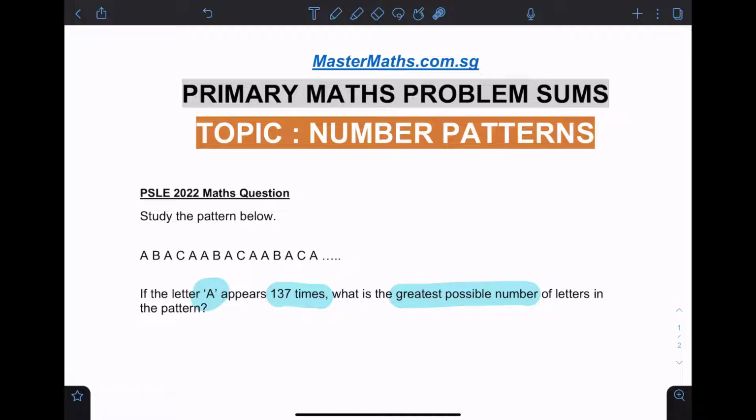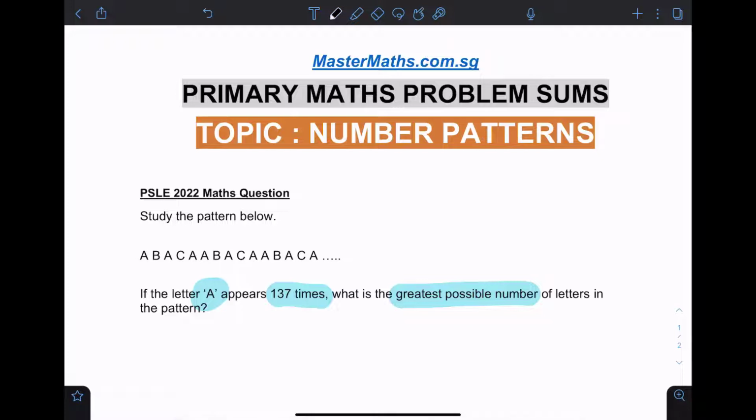Now, a pattern must have the same items in each set. That's very important to note, because some students will go like this: A, B, A, C, A, A. This is one set, which is not true, because if you choose this as one set, the next set must be the same. It's not the same, right? Over here is A, B, A, C, A. Over here is B, A, C, A. So it doesn't even start in the same way.